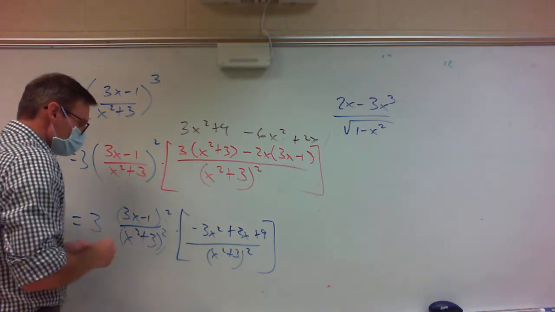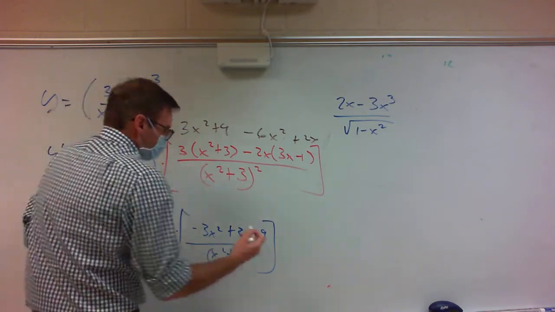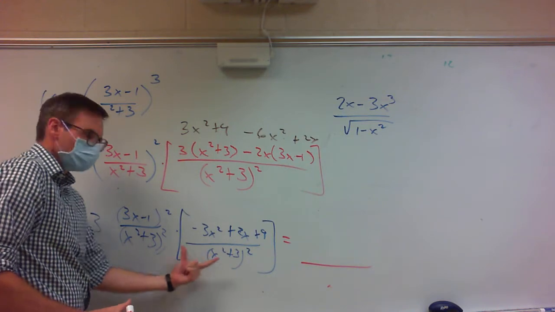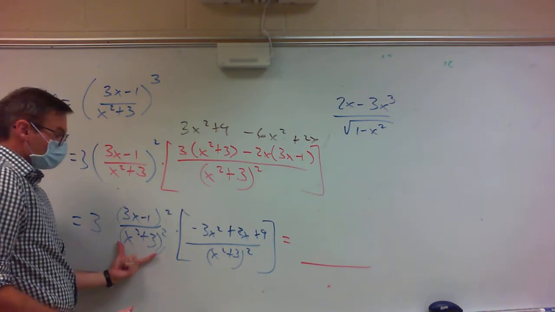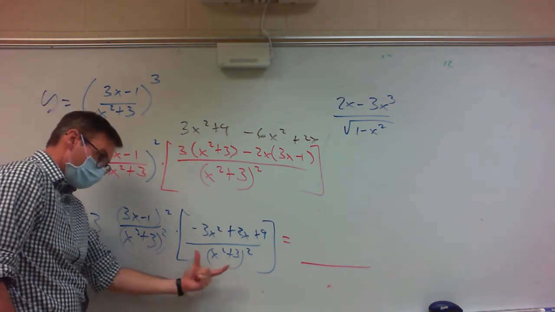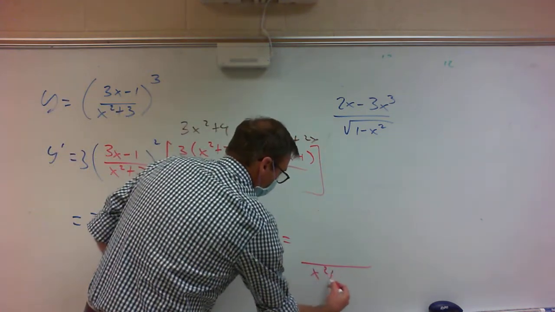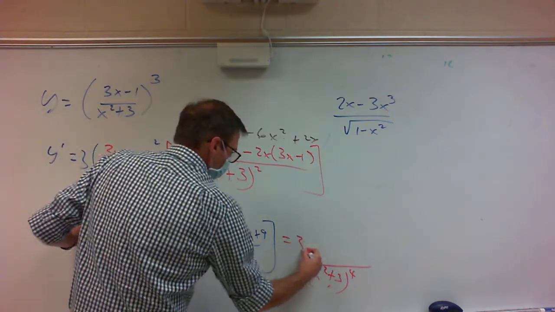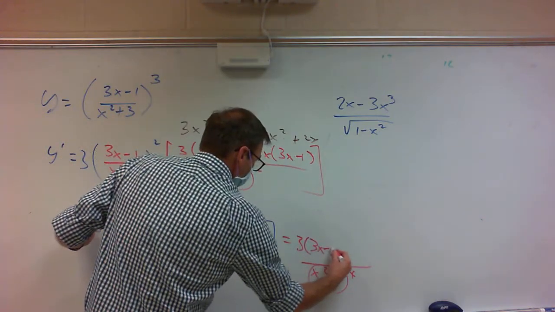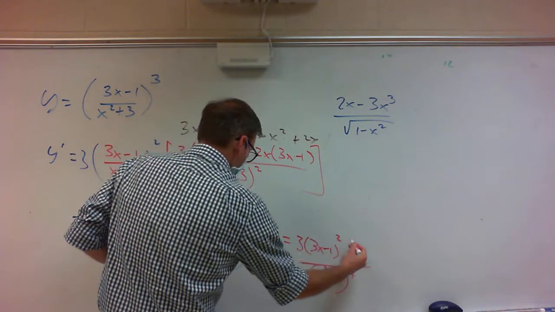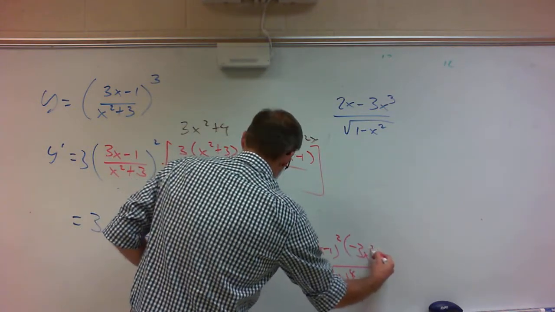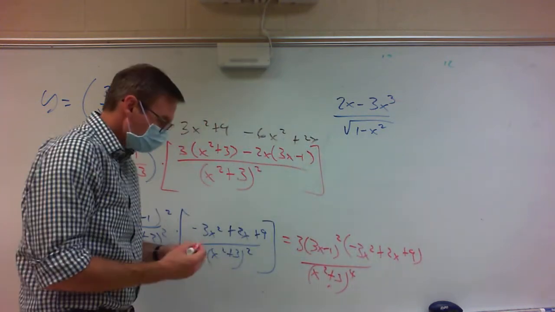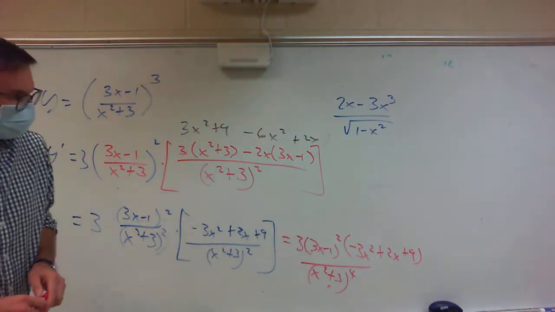And the reason I want to do that is I can now combine these two terms, because they're the same, right? X squared plus 3 squared, x squared plus 3 squared. That gives me x squared plus 3 to the 4th. And then on top, I end up with 3x minus 1 squared times negative 3x squared plus 2x plus 9. Yay.